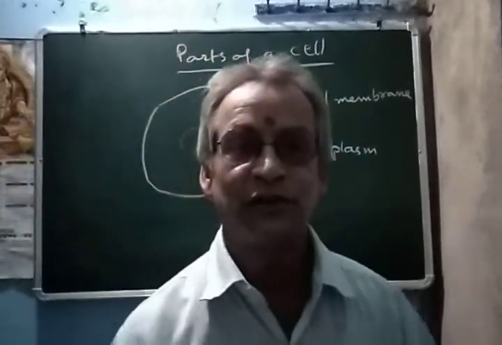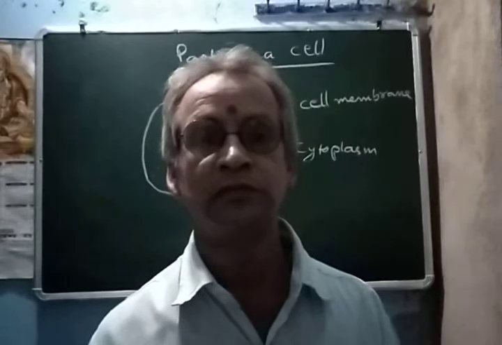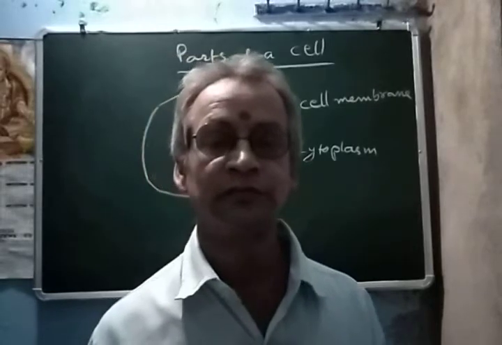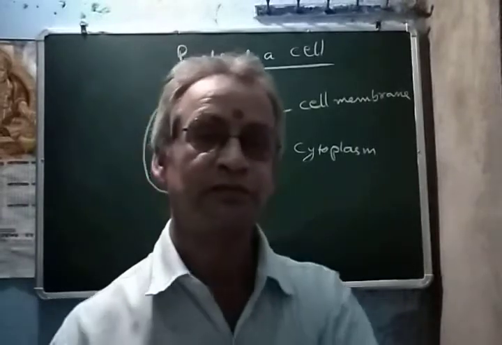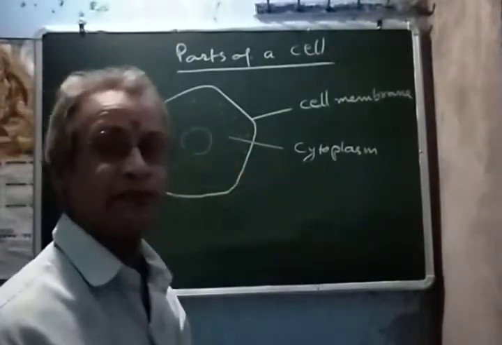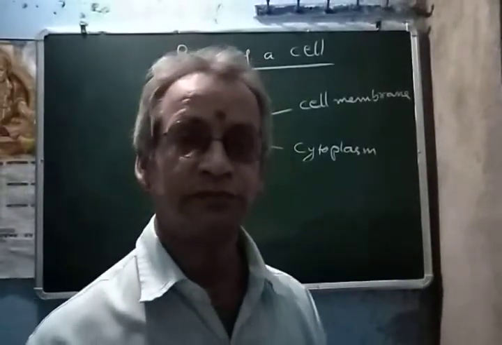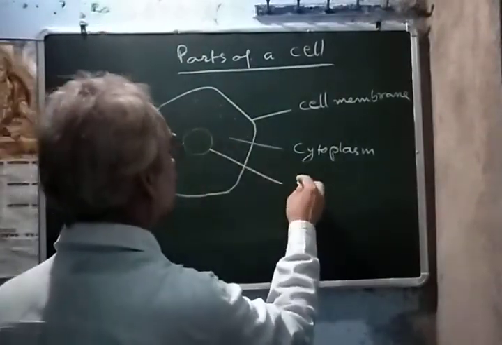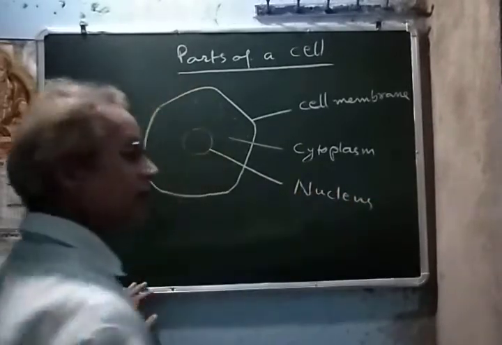And within the boundary layer of cell membrane, a jelly-like, dense, liquid-like substance is filled, which is called cytoplasm. And in the center of a cell, there is a round structure which is called nucleus.